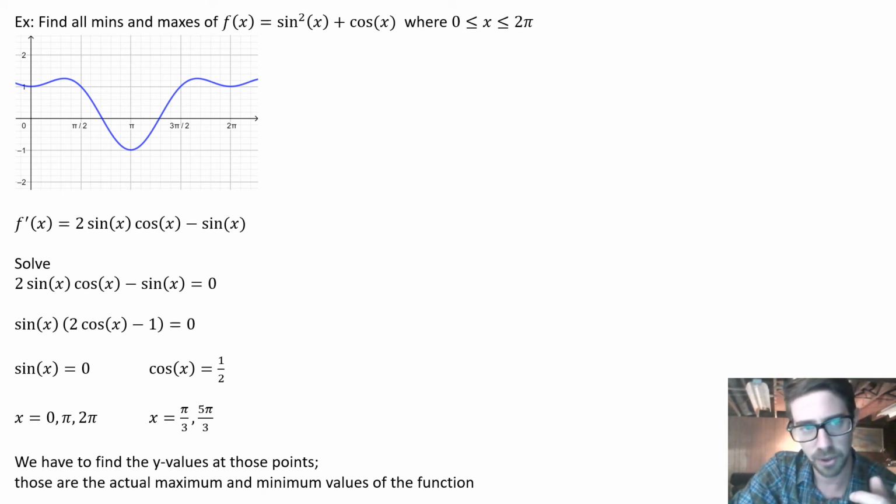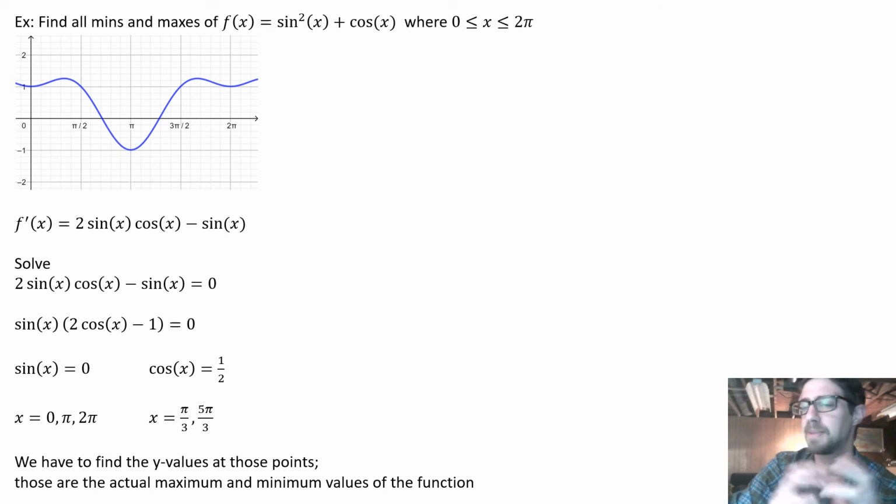For example, if you look at, so pi over 3 is that first max you see on the left there, but what is the y value there? It's hard to tell. So now we know that the x value is pi over 3. We did the math. The y value, we still don't know, but I want to know that because that's the actual maximum value of the function.